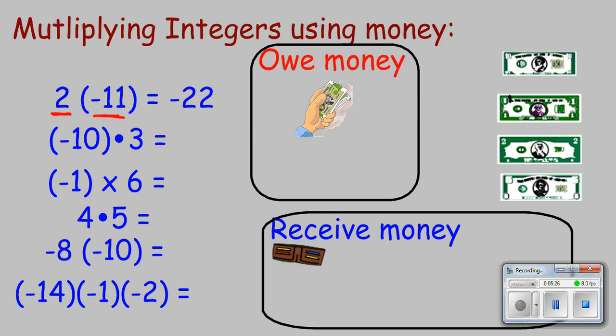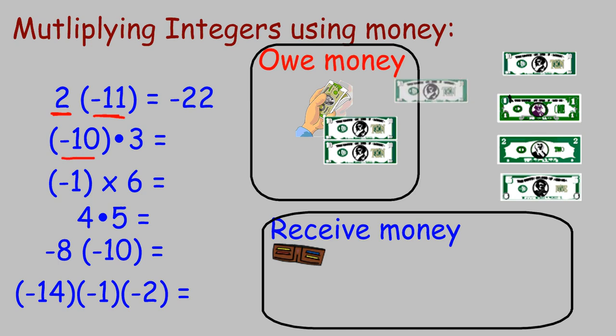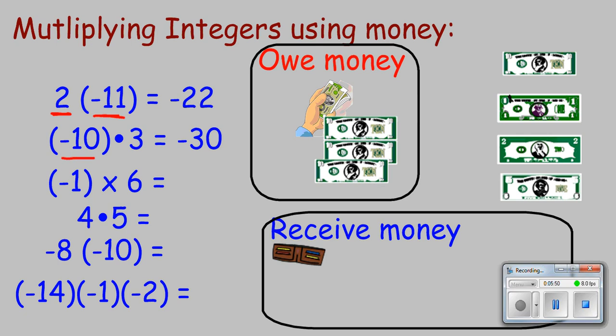In this next one, it has a negative 10 times 3. Now that's just like we owe $10 to 3 different people. So we owe $10 here, and we owe another $10 to another person, and another $10 to another person. So what do we have in all? That's right, negative 30. Okay, now we'll get ready for the next.